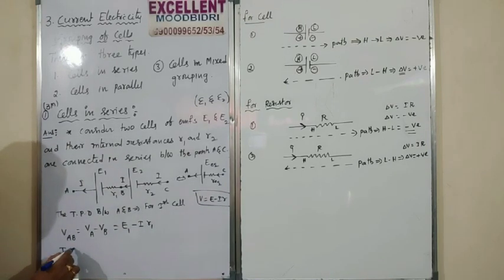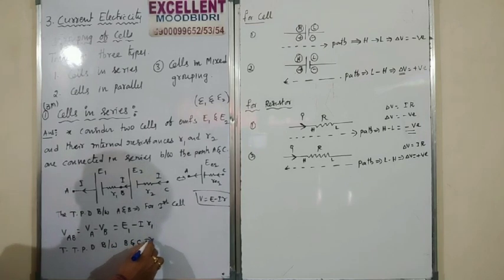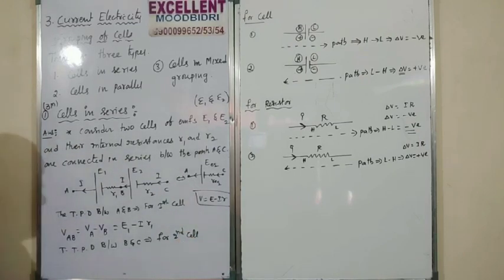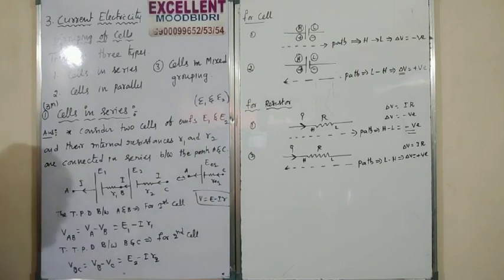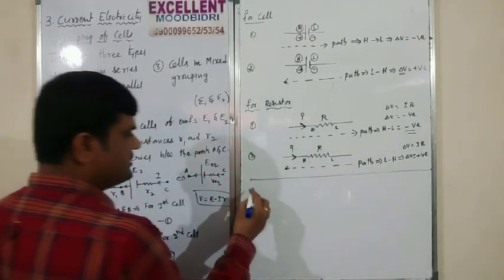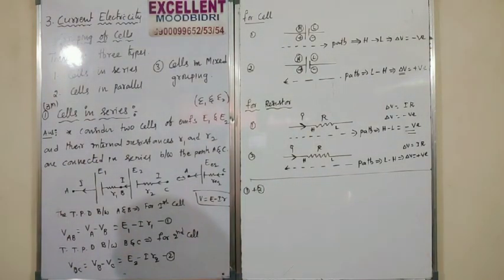Next, the terminal potential difference between B and C. That is for the second cell. Same one. VBC is equal to VB minus VC is equal to E2 minus I into R2. I will call this equation number 1 and this equation number 2. So now we can add them, 1 plus 2.